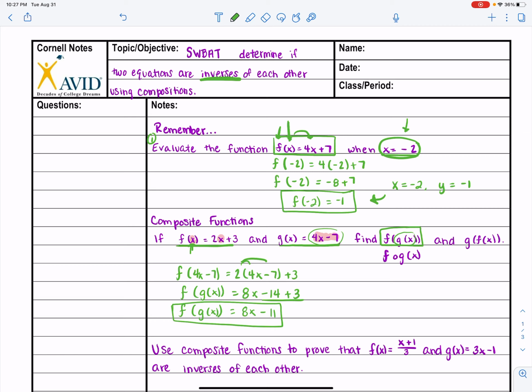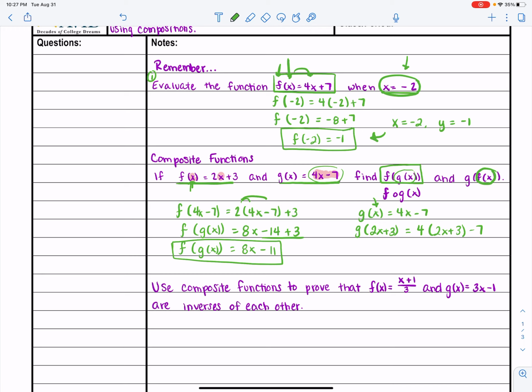I can also do that the other way. Now they want to know g of f of x. So in this case, f is the input inside of g. So I'm going to start with g. So g of x is 4x minus 7, but I'm going to replace x with everything I know about f. So f was really 2x plus 3. 4x becomes 4 times 2x plus 3 minus 7. Okay, so g of my f function, 4 times 2x is 8x. 4 times 3 is 12. Combine your like terms. So g of f of x is 8x plus 5.